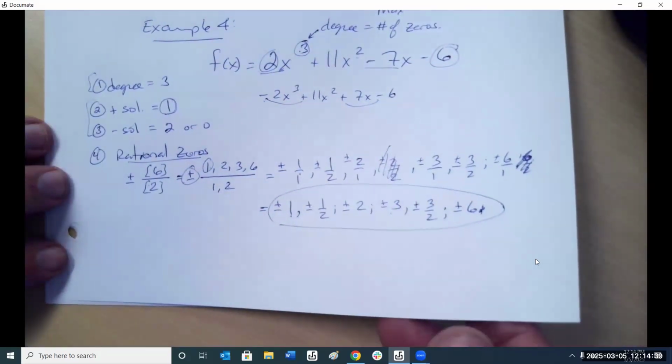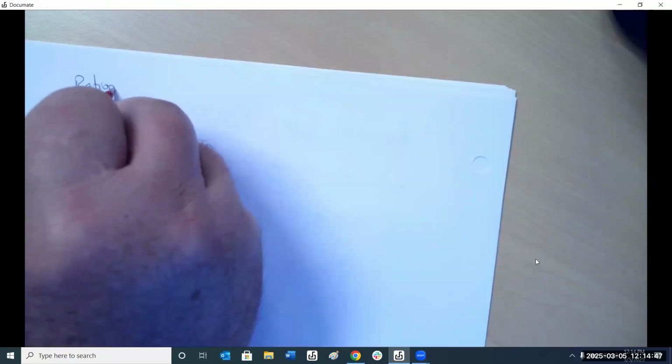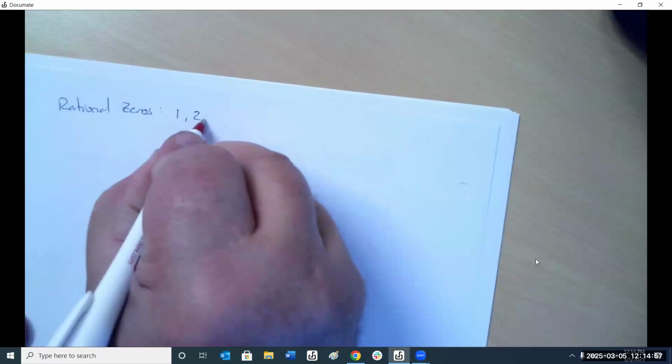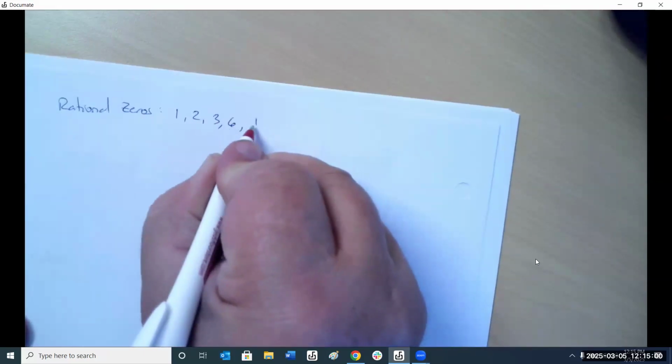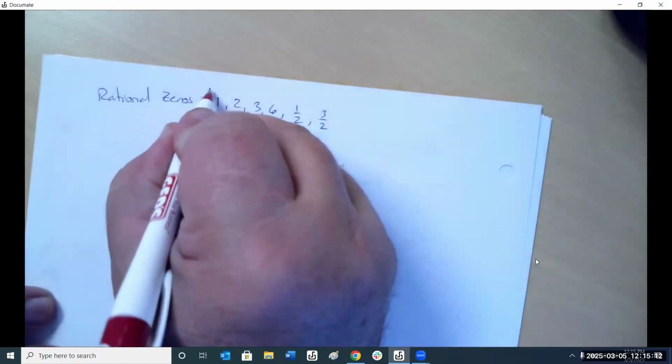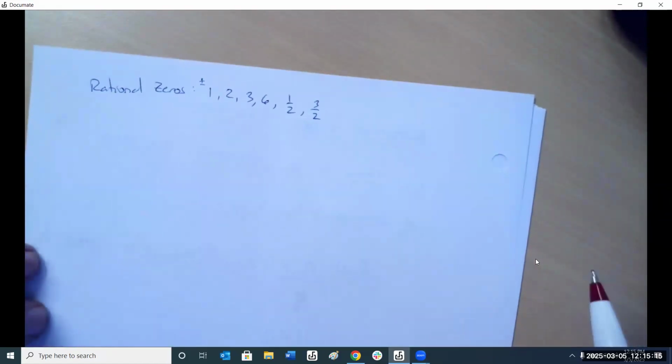All right, so let's look at our rational zeros. They are 1, 2, 3, 6, 1/2, 3/2. And then you just went from left to right, you just tried the first one, if it doesn't work out, you go to the second, and so on and so forth.